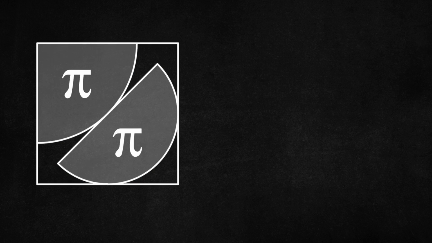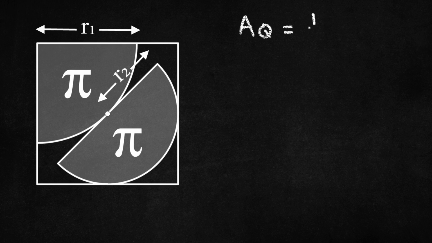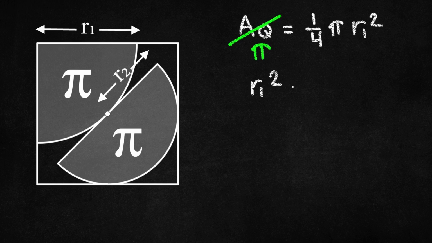First thing that we will do, of course, is to solve for the radius of the quarter circle and semicircle. Let R1 be the radius of the quarter circle, and let R2 be the radius of the semicircle. The area of the quarter circle is equal to 1/4 times pi times R1 squared. The area of the quarter circle is pi, so the equation becomes R1 squared equals 4. Take the root of both sides to get R1 equals 2.